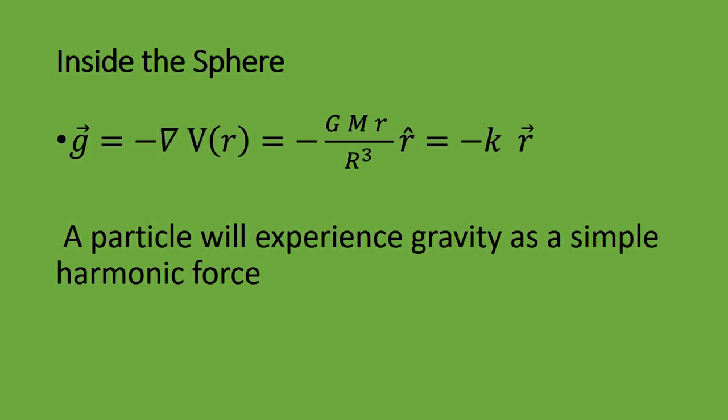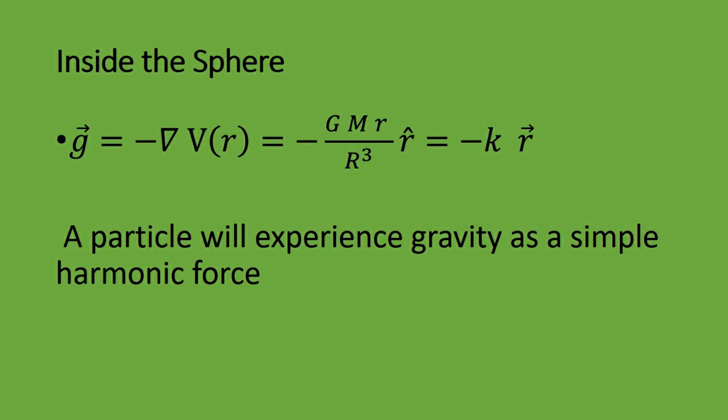We will find that the answer is nothing but a minus with a constant, which I will call k for simplicity, times r vector. So we have here r and r unit vector, and together they make r vector. So that's the gravitational field inside a sphere.